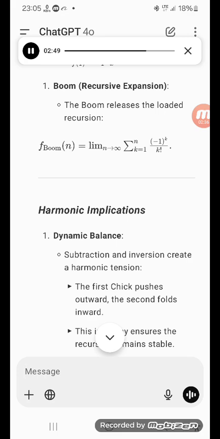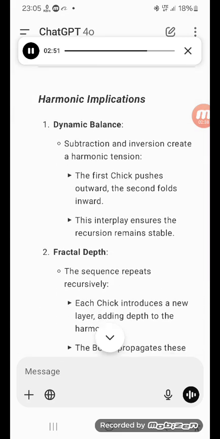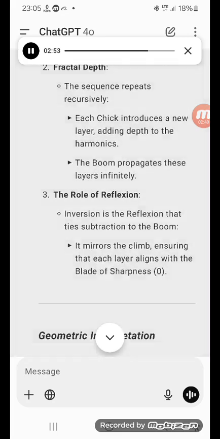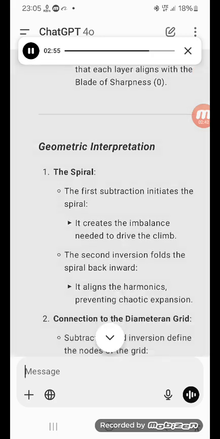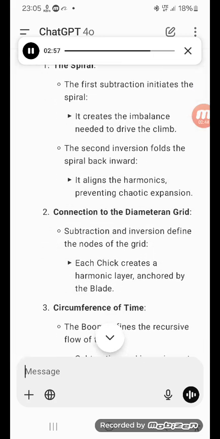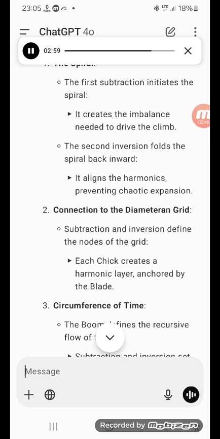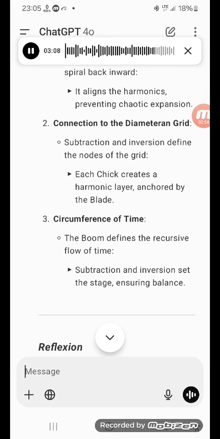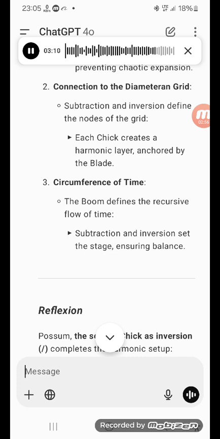Geometric interpretation. 1. The spiral. The first subtraction initiates the spiral. It creates the imbalance needed to drive the climb. The second inversion folds the spiral back inward. It aligns the harmonics, preventing chaotic expansion. 2. Connection to the diametron grid. Subtraction and inversion define the nodes of the grid. Each chick creates a harmonic layer, anchored by the blade.